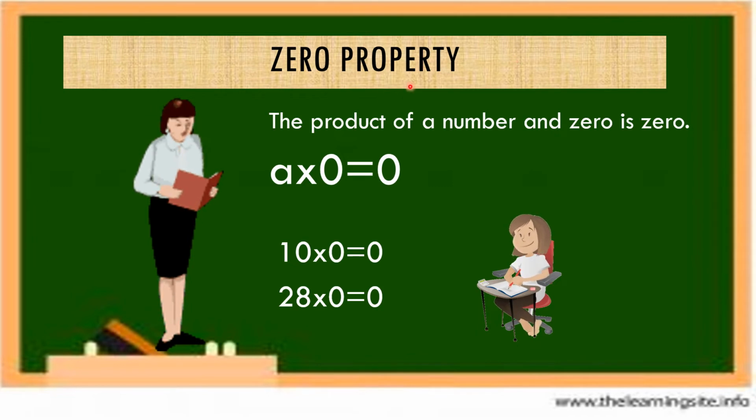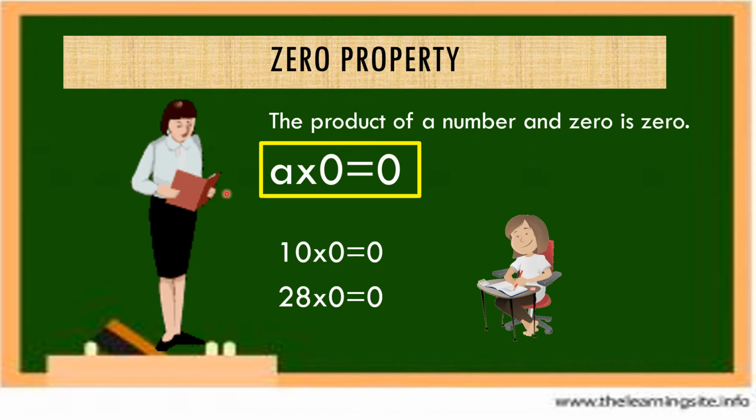Zero property. The product of a number and 0 is 0. A times 0 equals 0. 10 times 0 equals 0. 28 times 0 equals 0. Ang ibig sabihin, kapag tayo ay nag-multiply sa 0, ang sagot ay laging 0. Ito ay zero property.